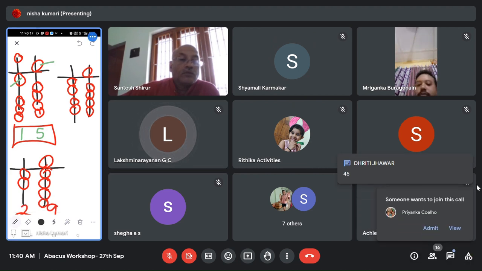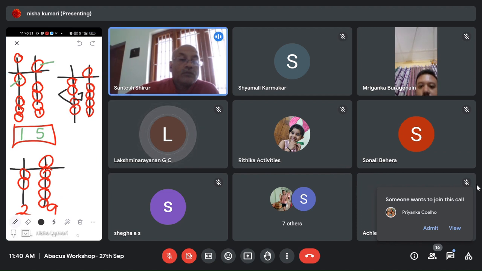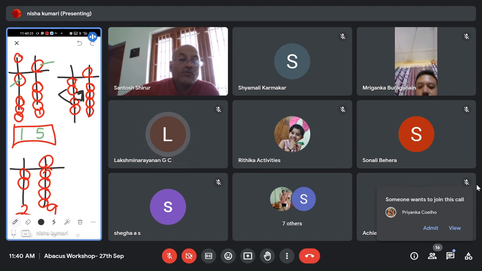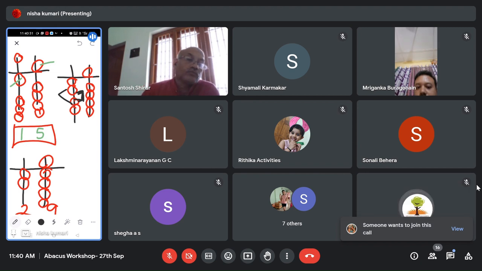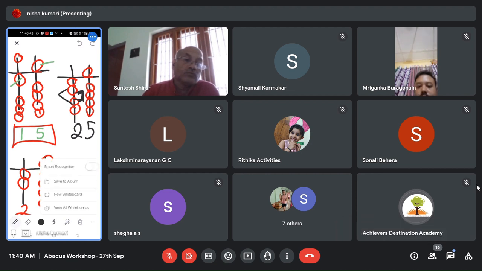See, why I have made it like this, there is some gap over here. It is not touching together. This is the main thing, the beads should be touching together. If it is not touching, it is not going to make a value. Right now it was not touching, but the value was 25. Okay, next.